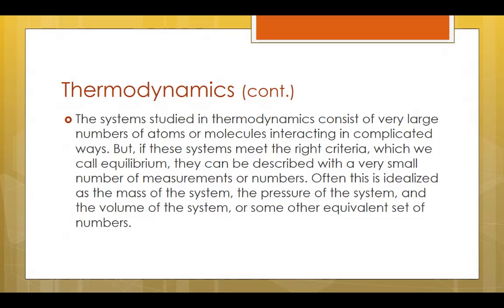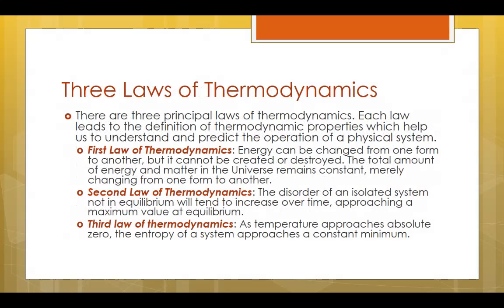So let's take a look at the laws of thermodynamics. Now, there are three principal laws that we're going to talk about today, and each one leads to the definition of thermodynamic properties, which will help us better understand and predict the operation of a physical system. The first law of thermodynamics says that energy can be changed from one form to another, but it cannot be created or destroyed. This should sound somewhat familiar in terms of the law of conservation of energy or the law of conservation of momentum. But ultimately, the total amount of energy and matter in the universe remains constant. We're simply going to change it from one form into another form.